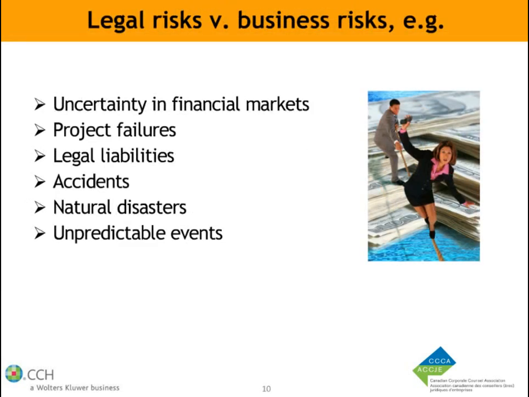So, legal risks and business risks. The risks facing any organization, of course, can be legal and business related. For example, there can be risks due to uncertainty in financial markets, project failures, legal liabilities, accidents, natural disasters, and, of course, the ever-present risks in unpredictable events.